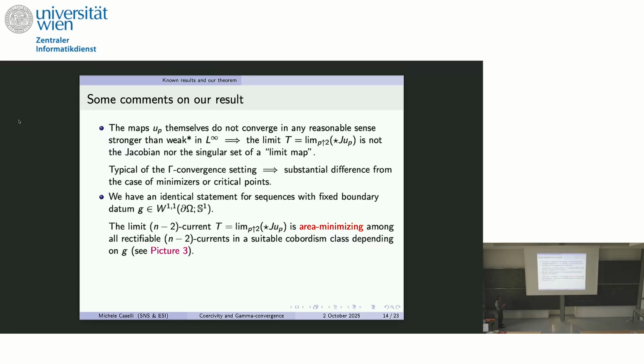So let me prescribe the following boundary datum. Let me call this T. This is picture 3. So on the boundary of T, I prescribe a map G that has just two vortices, plus and minus. And you'd be like, okay, whatever the limit current is minimizing, that better be this straight segment, right?